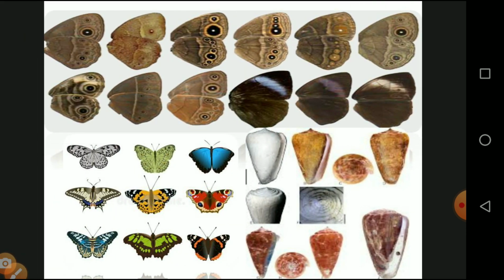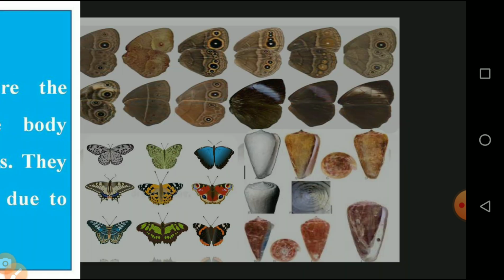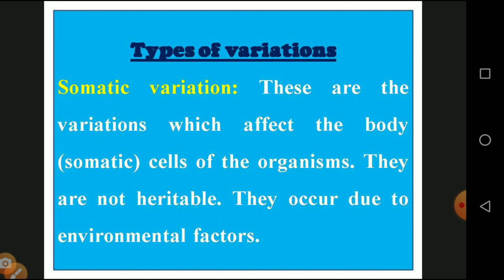And this is the diagrammatic representation. We see different types of butterflies. All of them come under the same species, but have different colors and different shapes. This is the best example of Mendel's and Darwin's observations of variation. And the types of variation are somatic variation and germinal variation.